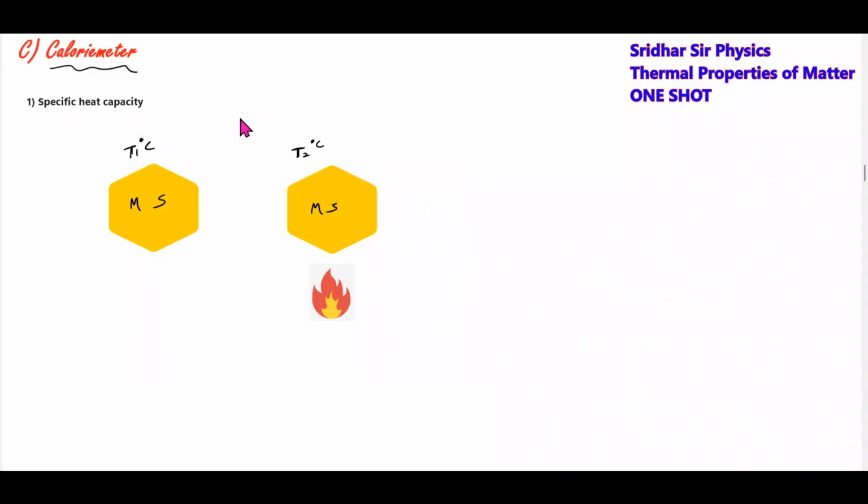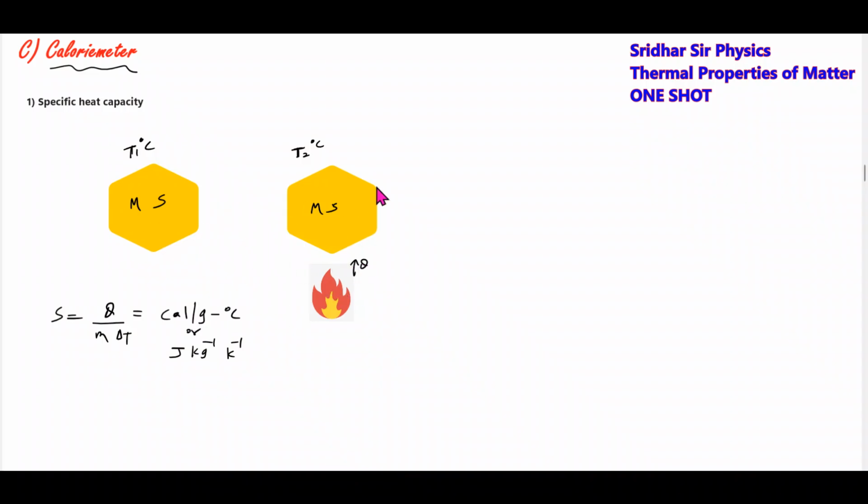We'll define specific heat capacity. This is defined as the amount of heat supplied per unit mass per unit rise in temperature. We define that as specific heat capacity or specific thermal heat capacity, either one. So the unit will be calorie per gram per degree Celsius, or joule per kg per Kelvin. Okay, this is the unit. Mostly we'll be using the CGS unit only for convenience. So here I'll supply the heat.